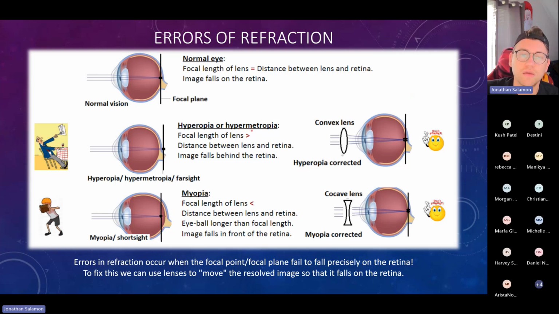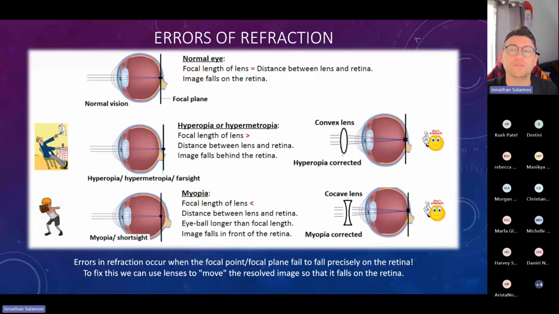So hyperopia, you can see things that are far away but not close, right? And the reason for this is because the image is falling behind the retina. So we fix that by adding a convex lens, and it pulls the image towards the retina.